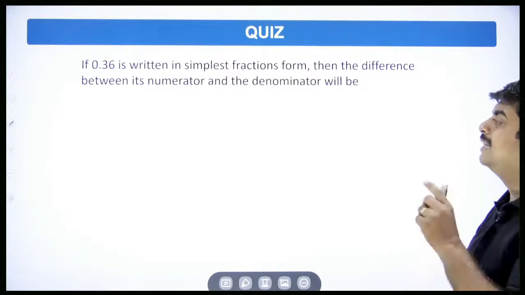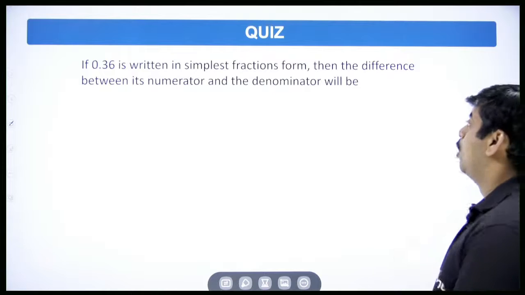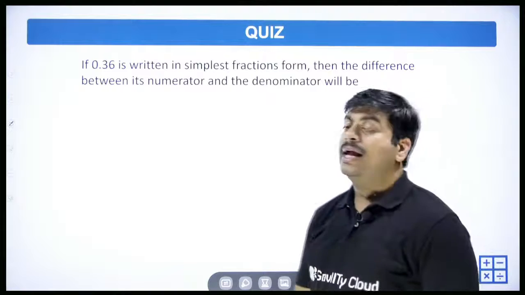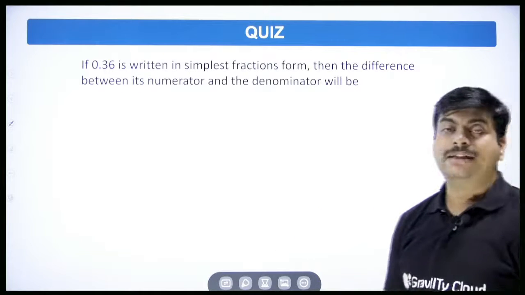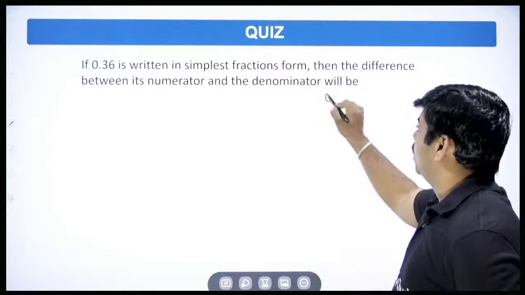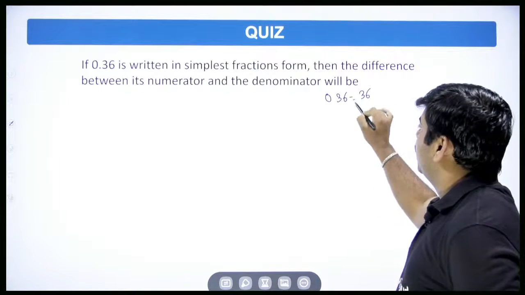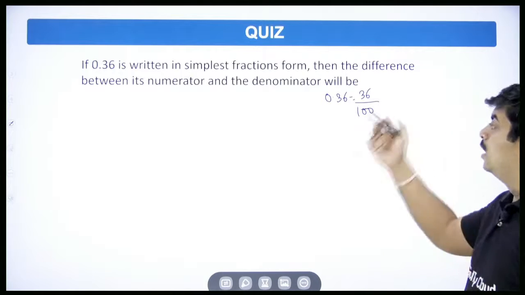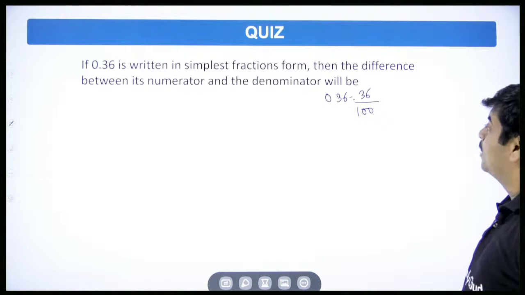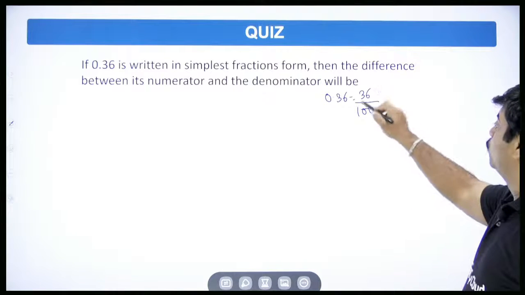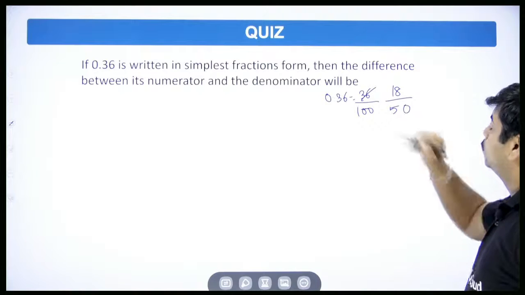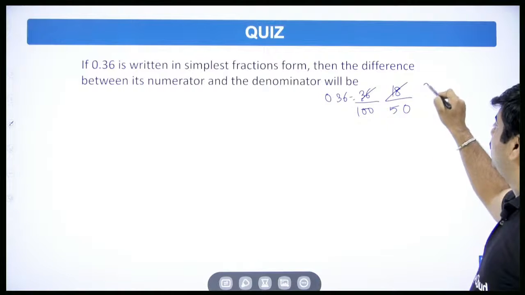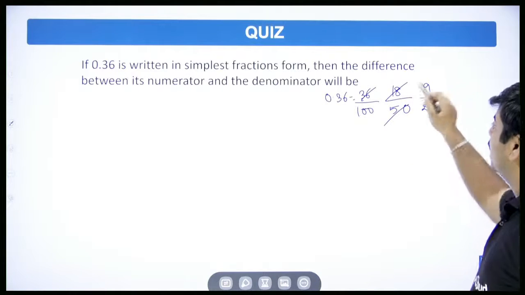If 0.36 is written in simplest fraction form, then the difference between its numerator and denominator will be? 0.36 is written in simplest form. What is simplest form? We can write it as 36 by 100. So now we need to reduce that. 2 times 18 and 2 times 50. Once again with 2: 2 times 9 and 2 times 25. So that will give the fraction 9 by 25.